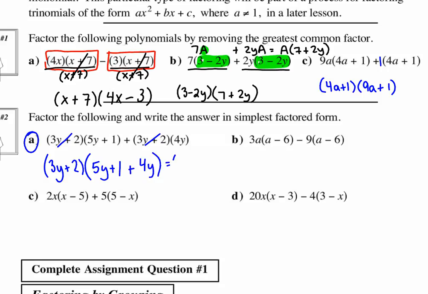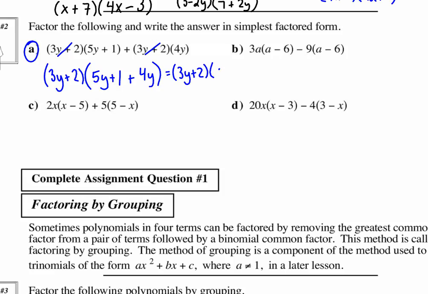Yeah. 3y plus 2 times 9y plus 1. The 5y and the 4y. Wait, wouldn't it be 9y squared? No, we're adding like terms. So when we add like terms, we just add the coefficients and keep the variable the same. So it's 3y plus 2 times 9y plus 1. Okay, next one, what can you factor out?